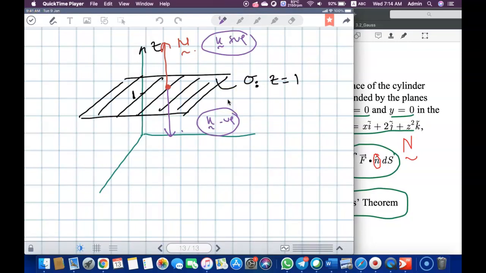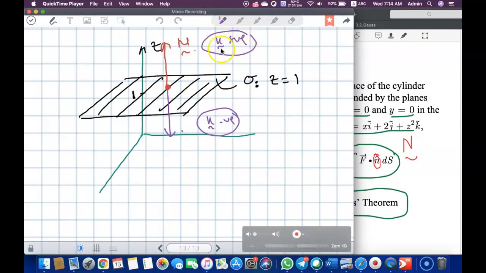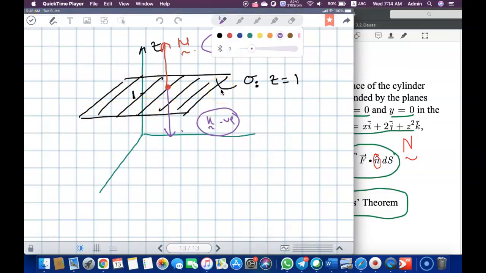So in the instruction, they will give you extra information to help you determine the correct n. What kind of extra information can we give you? It is the direction along the closed curve. Why am I saying closed curve? We know that when you have a surface, the surface should have a boundary. This boundary is called the closed curve.